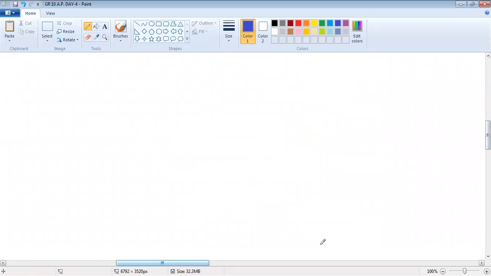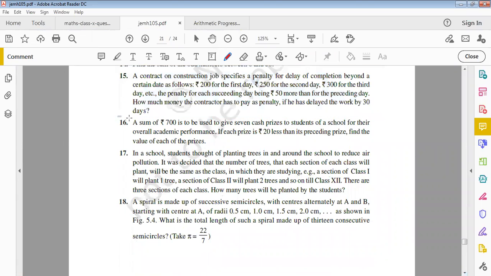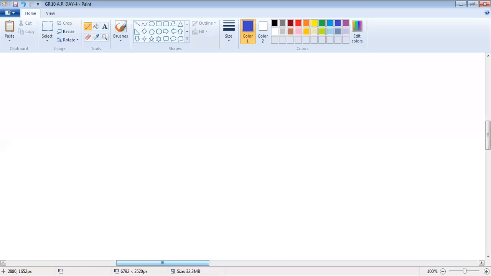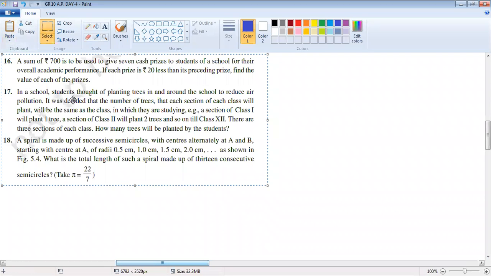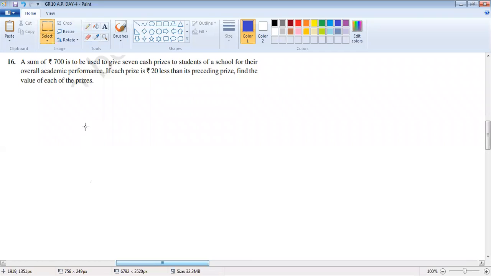The next question is about sharing money. These are application-oriented questions, and they often ask these in the board exam. A sum of rupees 700 is to be used to give 7 cash prizes. So 700 rupees is to be distributed among 7 cash prizes.